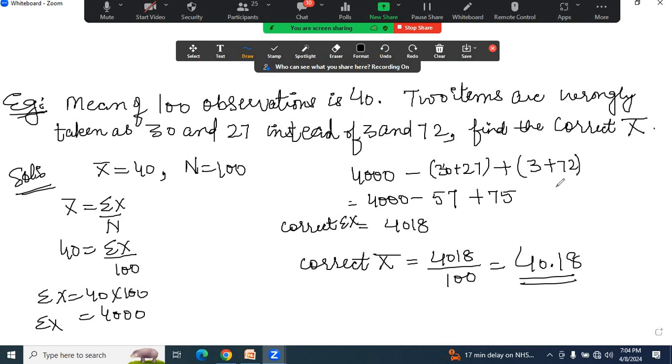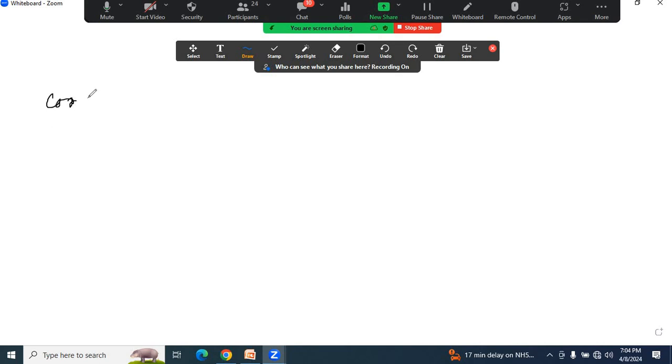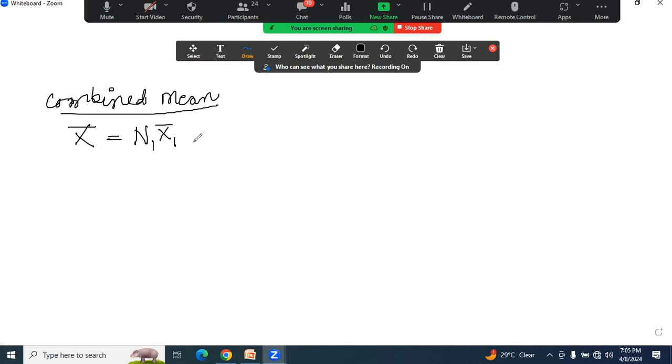Okay. Next, this mean is over, but the last is the combined mean. Combined mean, when we have more than one mean to be taken together. So in combined mean, if we have two observations together, the combined mean will be: number of items in first into mean of first plus number of items in second into mean of second, upon n1 plus n2. This is the combined mean when we add means of two observations.